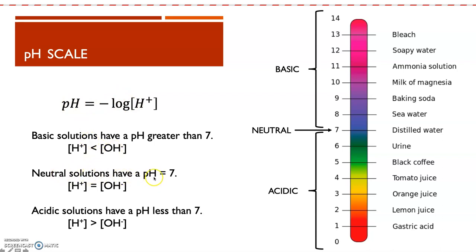Neutral solutions have a pH that's equal to 7, and in that case, the hydrogen ion concentration is equal to the hydroxide ion concentration. Acidic solutions have a pH that's less than 7, and that's where the hydrogen ion concentration is very large, or larger than the hydroxide ion concentration. So we'll be working with the pH scale this week.